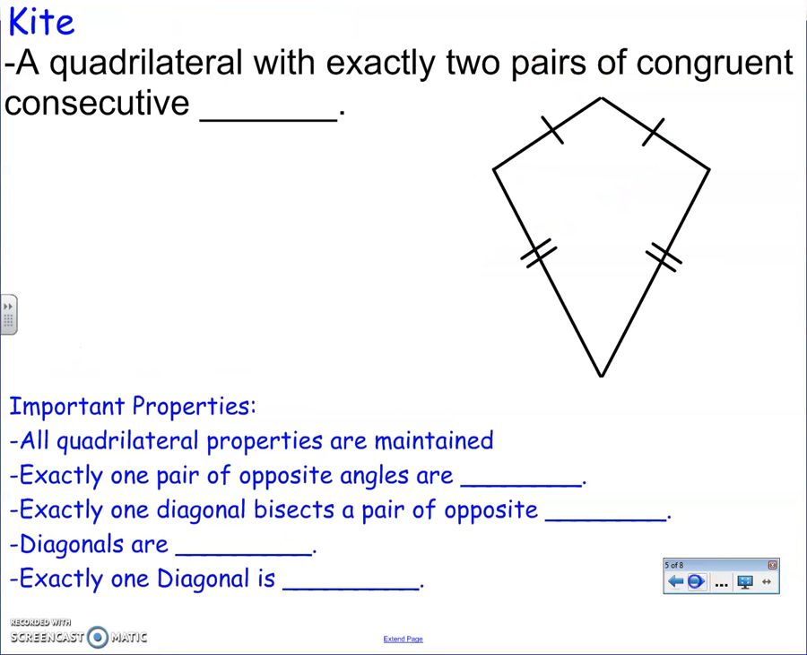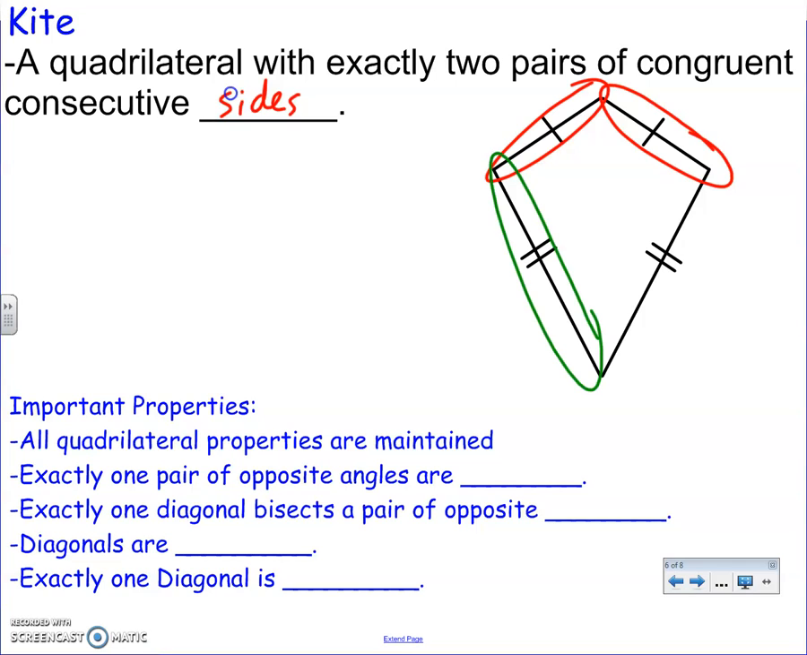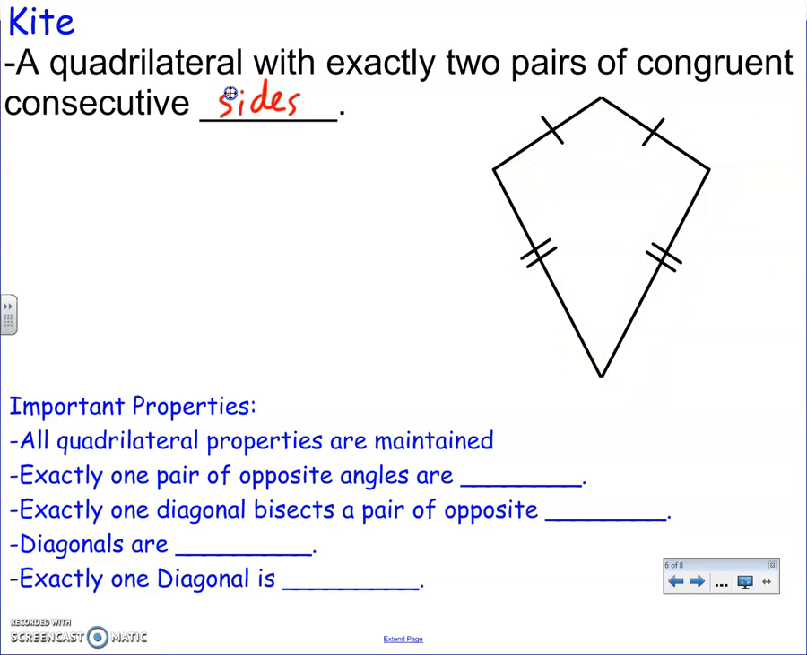Alright, next we have the kite. The kite is a quadrilateral with exactly 2 pairs of congruent consecutive sides. So it's not quite a rhombus, it's not a diamond, but notice that these 2 sides over here are equal. They're the same marks. Then these 2, the long sides, are equal. That's what it means to have consecutive congruent sides. Alright, their important properties.